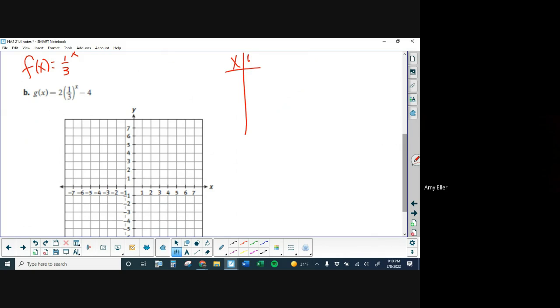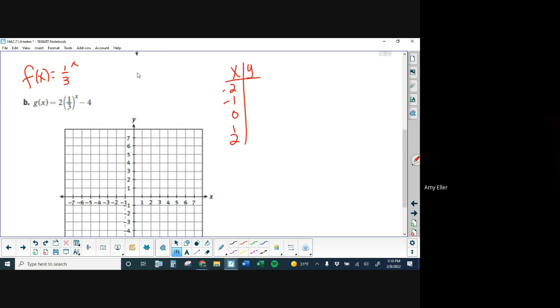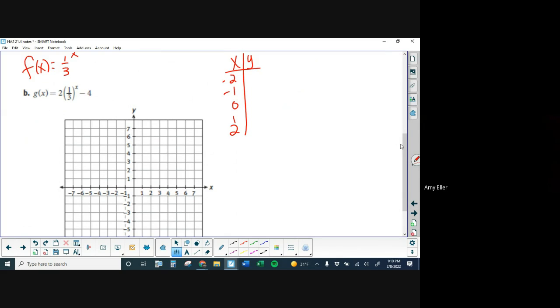Let's work on making the table for that. Remember, without a calculator, anything to the 0 power is 1. The first is the third. The second is squared.